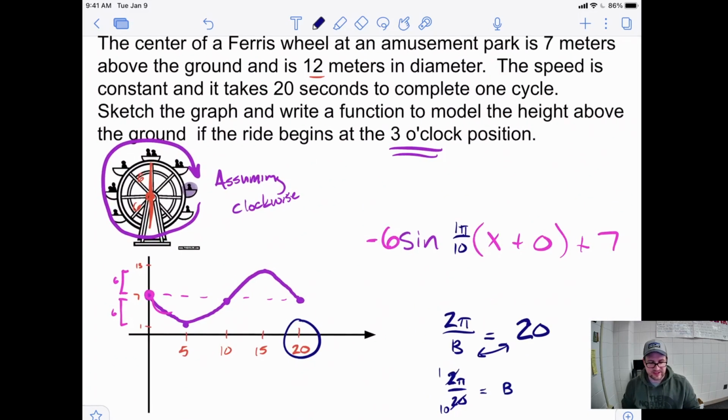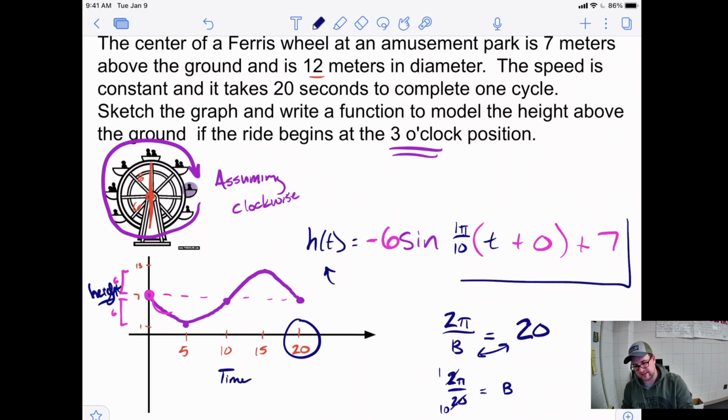Now, this question says to sketch and write the graph of a function to model the height above the ground. So at the bottom here, we know that this is time, and this is height. So we should change up some of our variables to make this work. We're going to say h of t, the height with respect to time, is equal to negative 6 sine of pi over 10. All of that's correct, except since t is our input variable, this should actually be a t instead. That tells us that t is really our x variable in the problem, which makes this our answer.